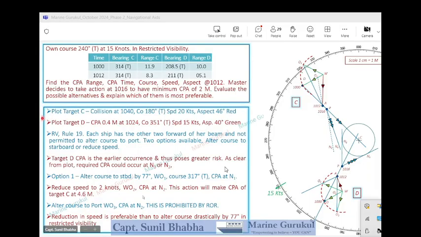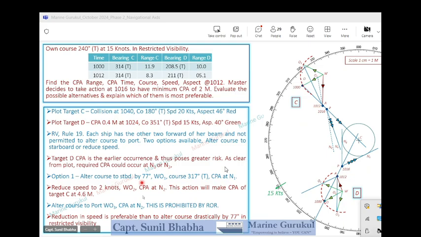So we have two options now available to us. One is alteration of course to starboard by 77 degrees. Second is reduction of speed to 2 knots. Now among these two alternatives, reduction of speed is certainly preferable and recommended in this case, because in restricted visibility, it is always more prudent to reduce the speed than to alter the course of the ship drastically. We need to have an alteration of 77 degrees to starboard.